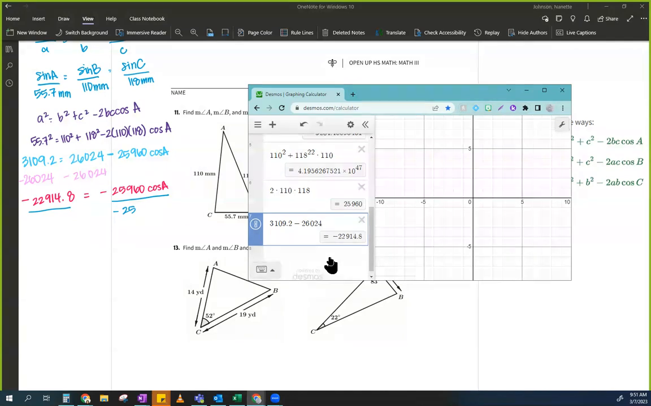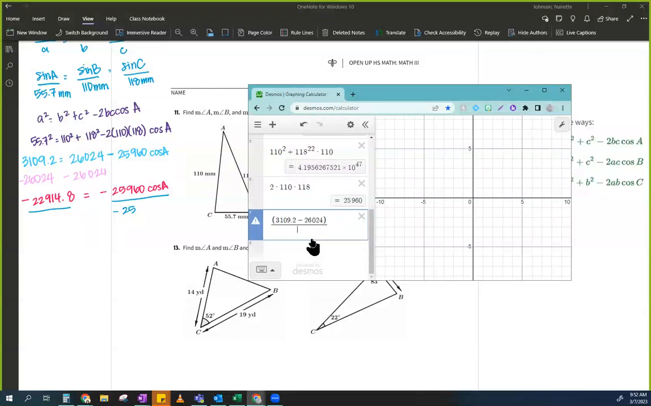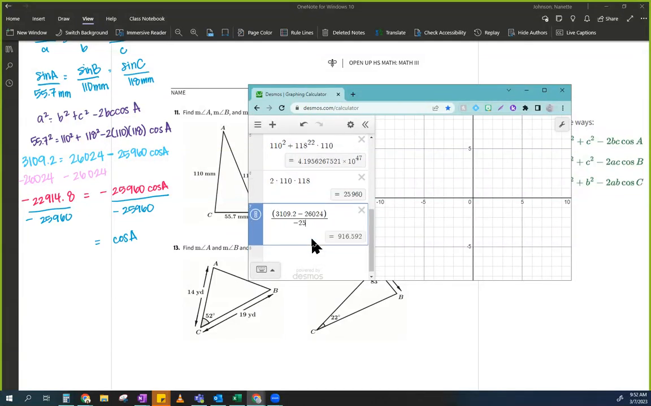So then we get cosine of A equals to whatever that is. So that's that negative, yeah. So then we're going to divide that by negative 25,960. So we get 0.88, whatever that is, right?